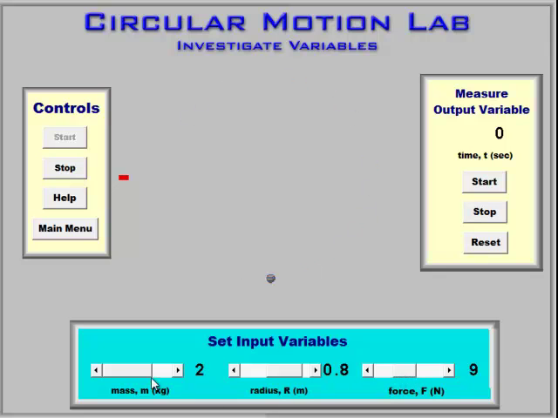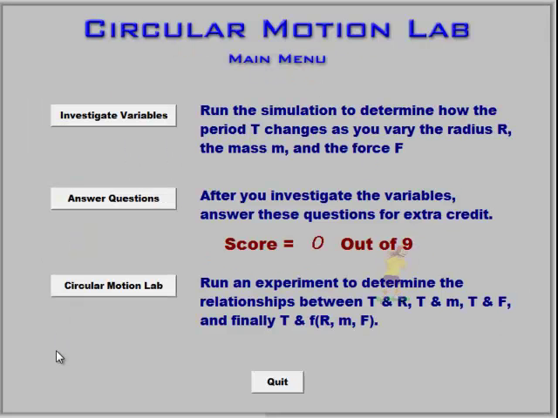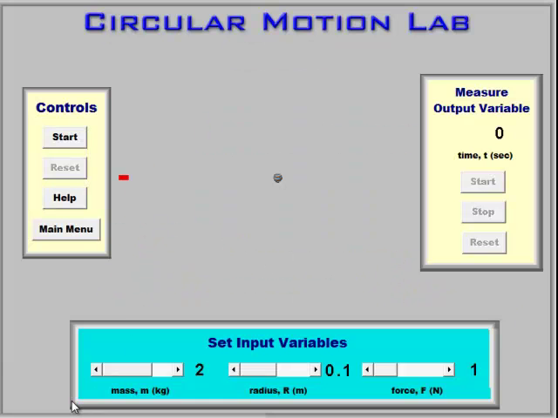So this will give students sort of a head start on what they should expect when they run the actual experiment. There's also a number of questions that you could have the students go to after you've investigated the variables. There are 9 questions, and there will be a final score. And then there's the actual lab.